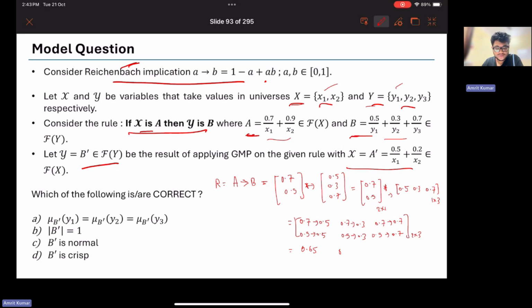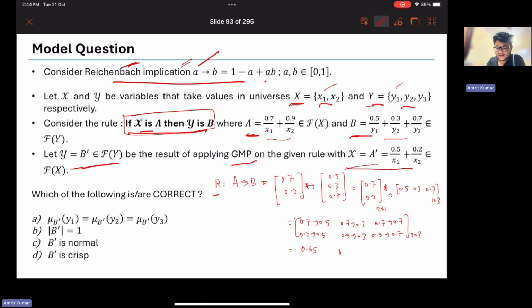And we are asked to consider Reichenbach implication, which is given by this: A implies B is equal to 1 minus A plus AB for all truth values A and B. And given this particular input, x equals A dash, we are required to infer the output for the set y equals B dash using the compositional rule of inference, using generalized modus ponens. So the first step is we compute the relation R, which captures the conditionality expressed by this fuzzy if-then rule. And we do that using this implication.